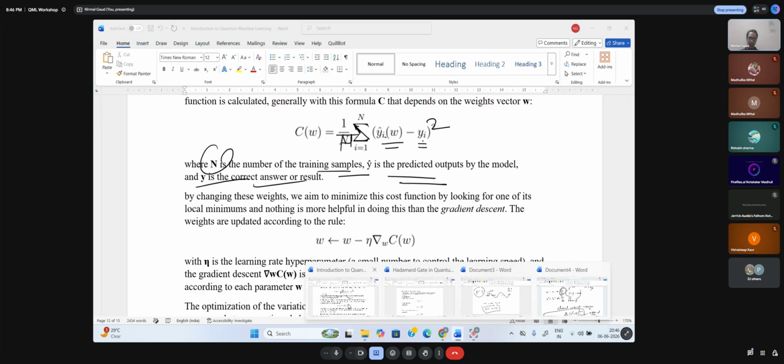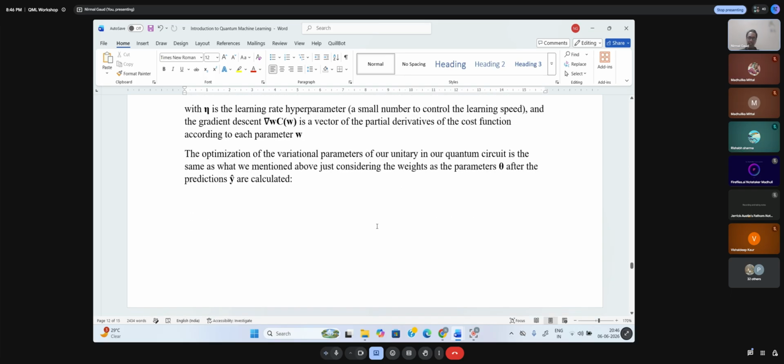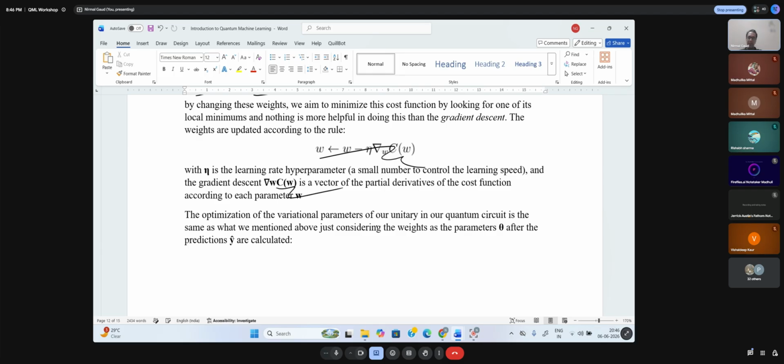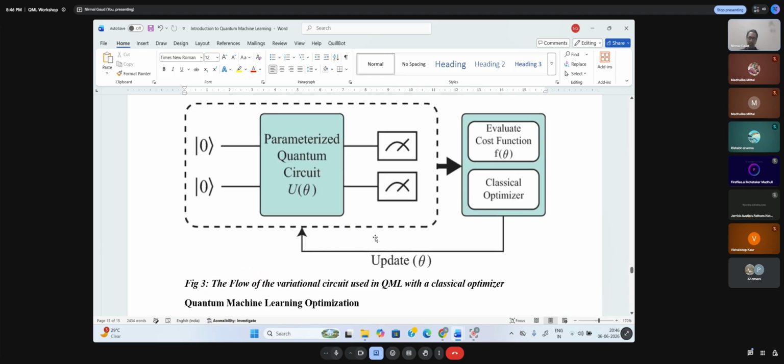Now, I guess these things are clear. The update equation I've already mentioned. So what we did: this is a parameterized quantum circuit. We have given input quantum qubits, input processing has been done, and the cost function is evaluated. We are using a classical optimizer, for example Adam, to optimize our results and reduce the loss.